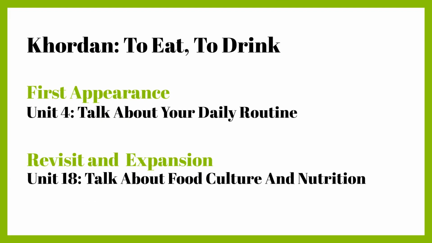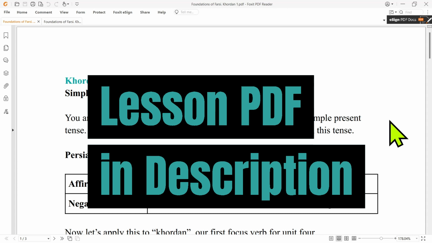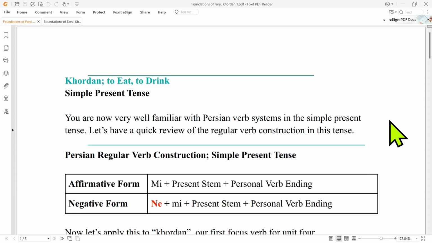Khordan, to eat and to drink. We're gonna use it first in Communication Focused Persian Unit 4 when we're talking about our eating routine, and we're gonna revisit the verb later on in Unit 18 when we're talking about food culture and nutrition. You are now very well familiar with Persian verb systems in the simple present tense. Let's have a quick review of the regular verb construction in this tense.